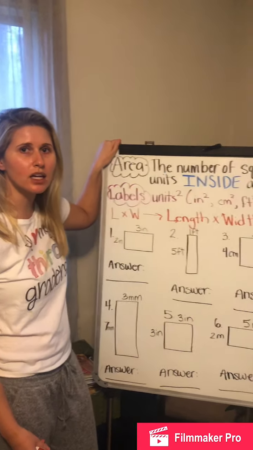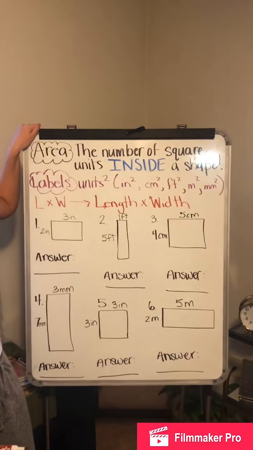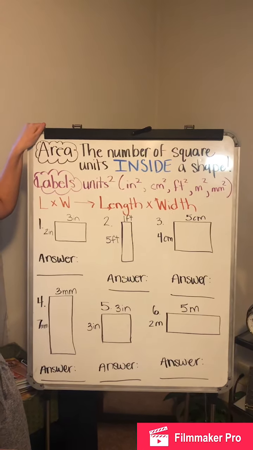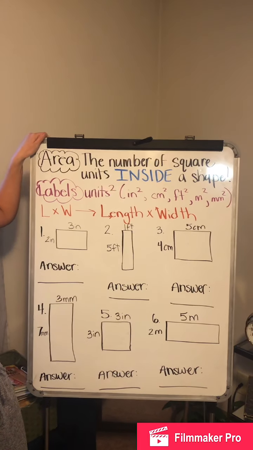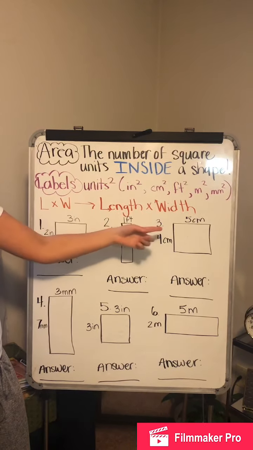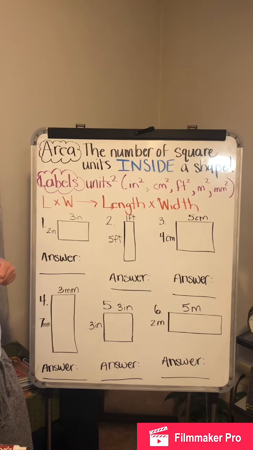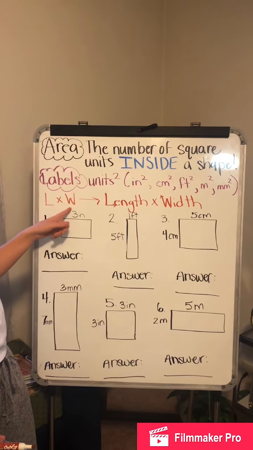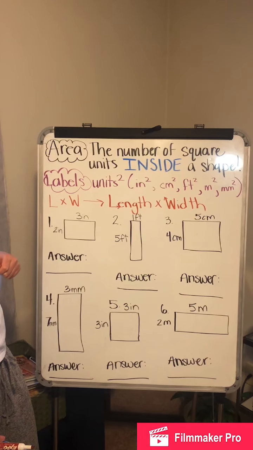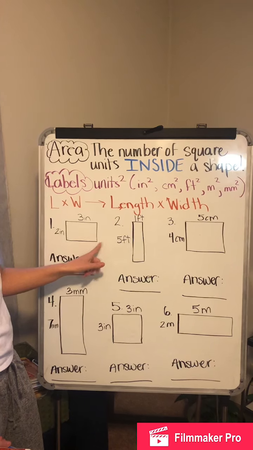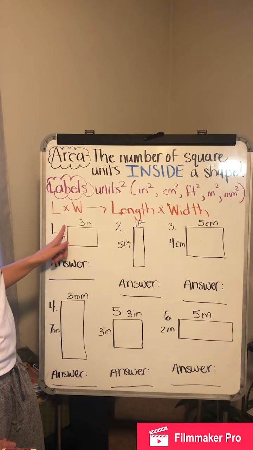Today we're going to be taking a look at area again, except it's going to get a little trickier this time. We're still taking a look at the number of square units inside of a shape. However, as you may have noticed here, there are no squares inside the shape. So we're going to be using length times width to help us figure that out. Now length is the long way on the bottom, and width we're going to be using going up.